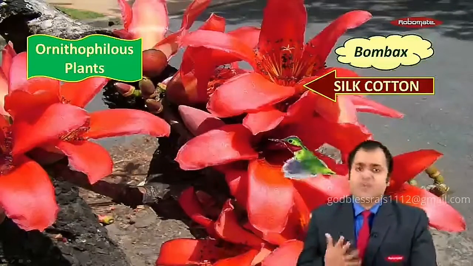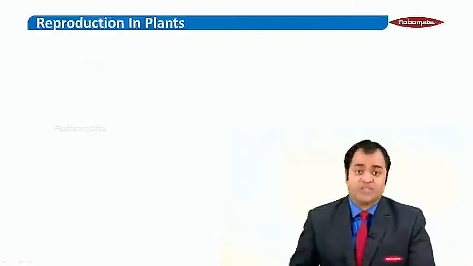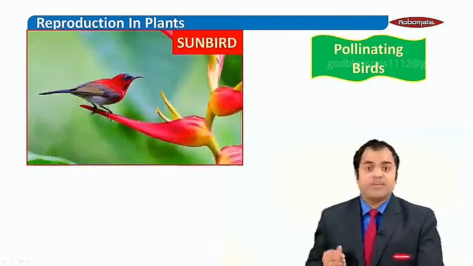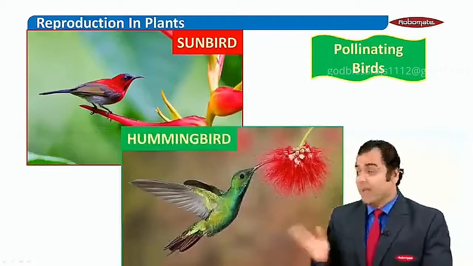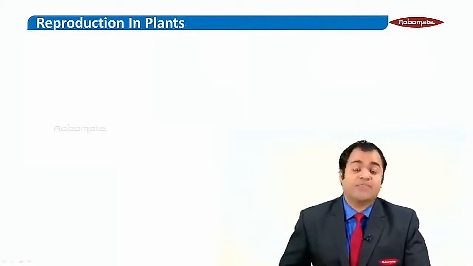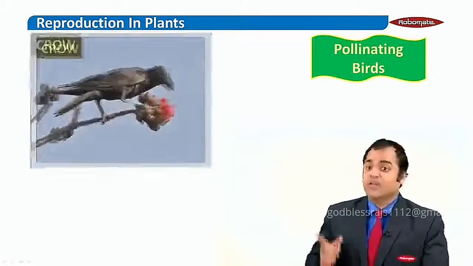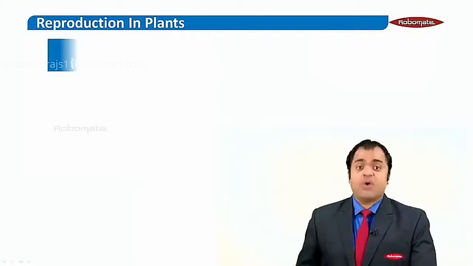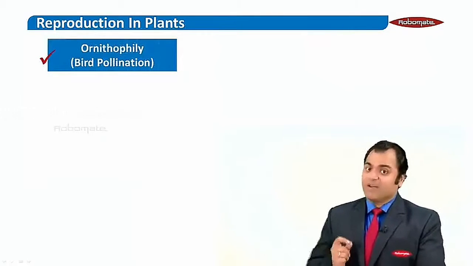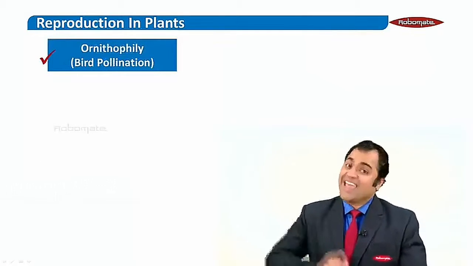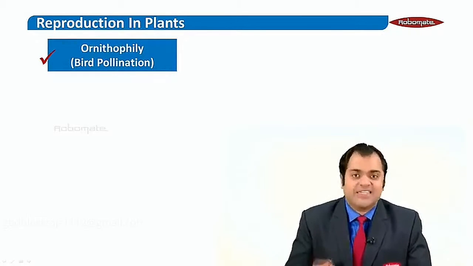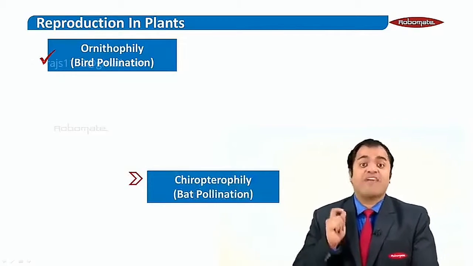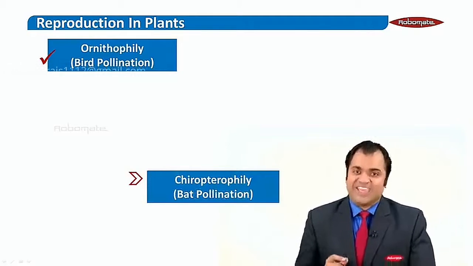Now let us see a few of these birds that perform bird pollination. A few examples of pollinating birds include the sunbird, then we all know our very favorite hummingbird. Then some more birds that perform pollination include the crow as well as birds like the bulbul. Is that okay? So in this module I've talked about bird pollination or ornithophyly. In the next module I'll be talking about yet another type of pollination which is called bat pollination or chiropterophyly. Thank you and take care.